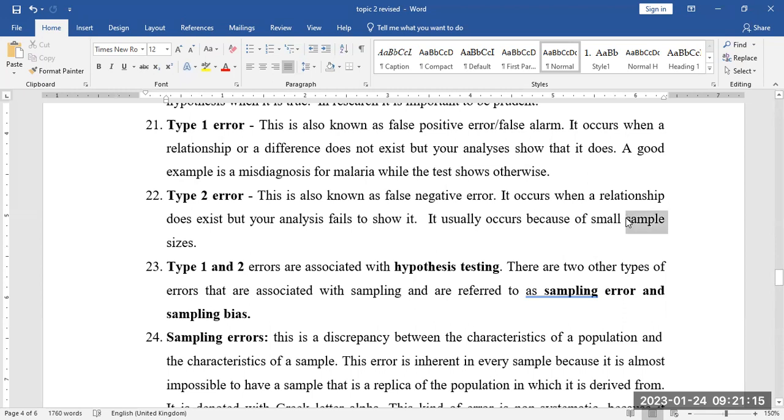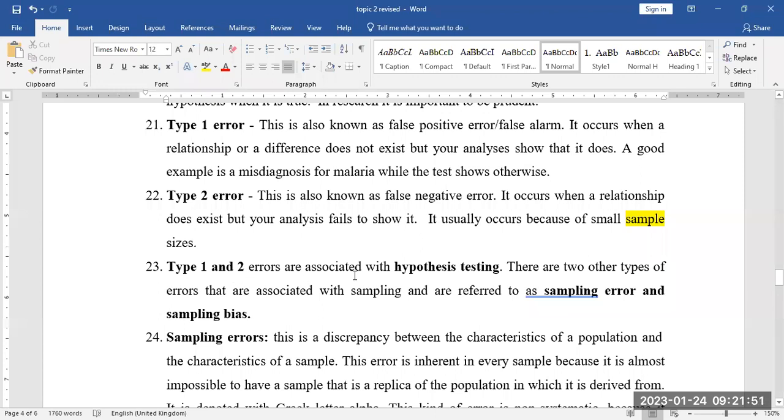The small sample size. We have said that a sample is a subgroup of a population. So when you pick a subgroup of a population that is not large enough, then you're going to have type 2 error. You're going to be conducting research, and it is going to give you a false negative error. So we have said that it occurs when a relationship does exist, but your analysis fails to show, and this is as a result of picking a small sample size.